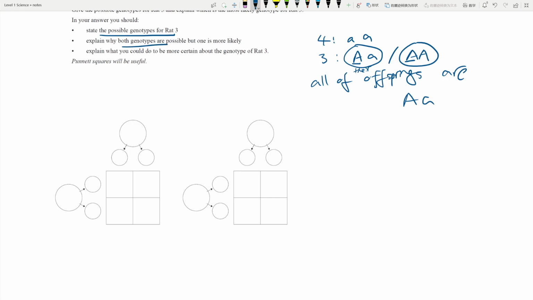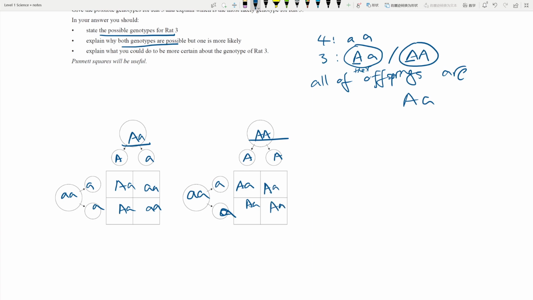You explain why both genotypes are possible, because if you actually look at the possibilities, these are the 2 possibilities, and then they have to mate with the small a. If you actually complete the Punnett squares, you can see for this one there's a 100% chance of big A, small a. And what does that mean? This is a genotype, and the phenotype is their hair color, which is the normal black color.